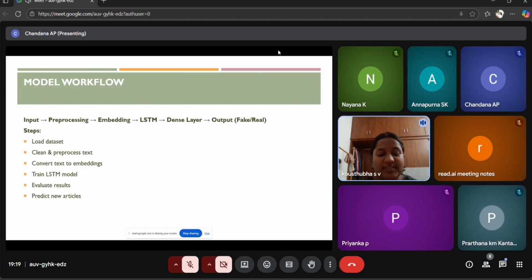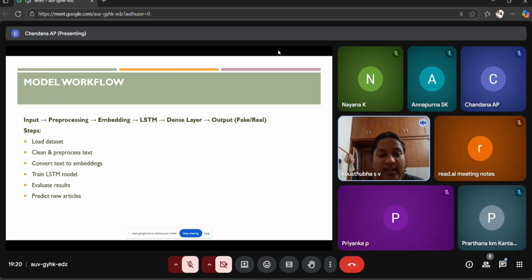For example, words like running and ran are both converted to run. And after pre-processing, we convert the clean text into word embeddings. Embeddings are numerical representations of words that help the model understand the semantic meaning and relationship between the words. Next, the processed data is passed on to the LSTM model, which is designed to handle sequential data. Since news articles have context that flows across sentences, LSTM helps capture that long-term dependency between words.